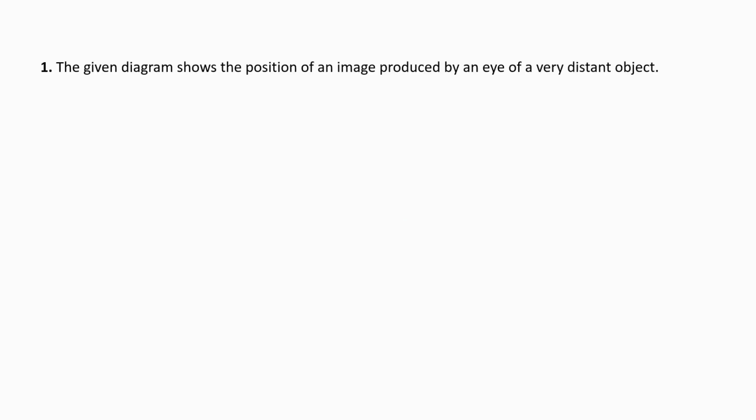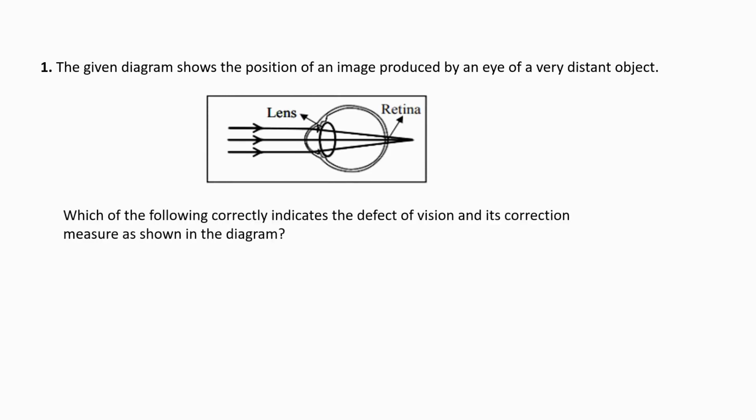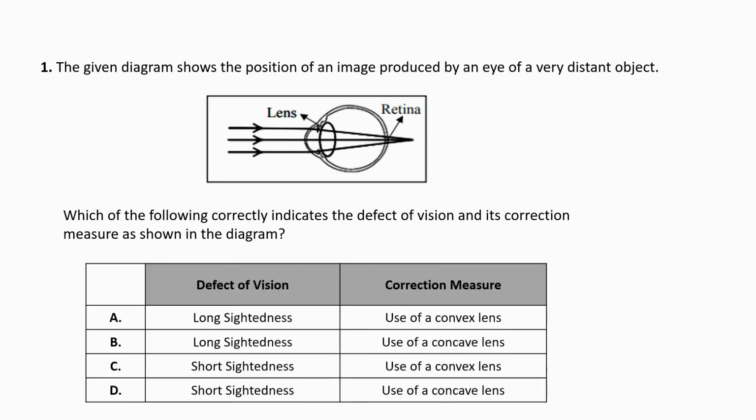So in the first question, they are asking us the given diagram shows the position of an image produced by an eye of a very distant object. So there is an image. Which of the following correctly indicate the defect of vision and its correction measure as shown in the diagram? So the options are here.